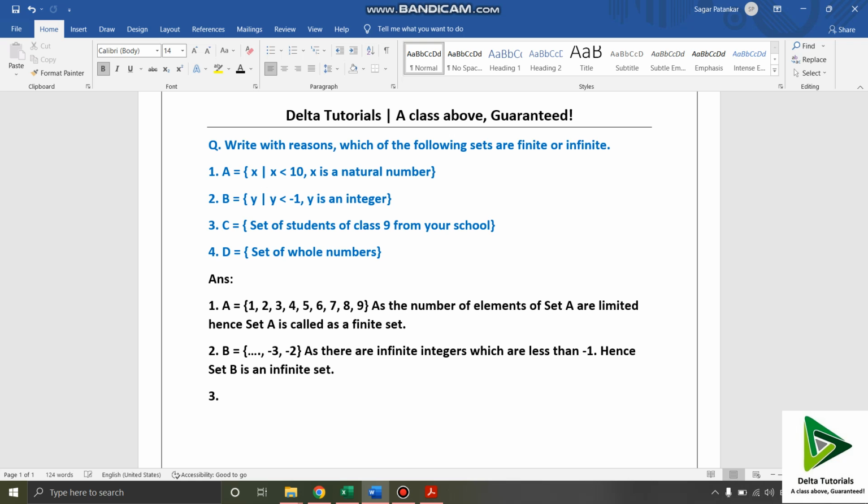Now we are moving to the third example. The third set is given as C is the set of students of class 9 from your school. Now in any school, the number of students in a particular standard or class will be limited. If we consider ninth class in any particular school, there might be several divisions, but the number of students will be countable. That's why it falls under the category of countable sets. Hence, we can say that set C is a finite set.